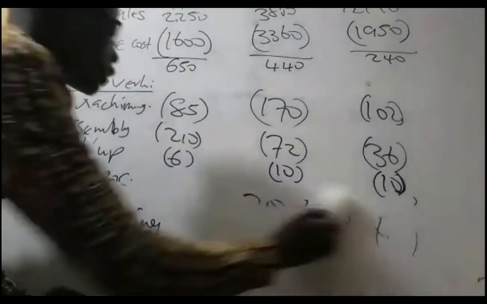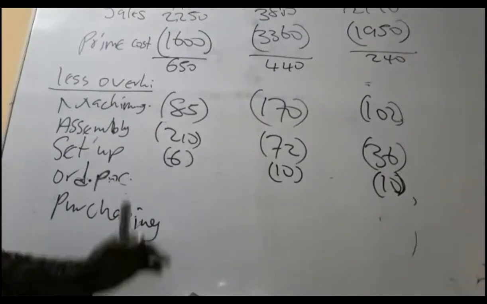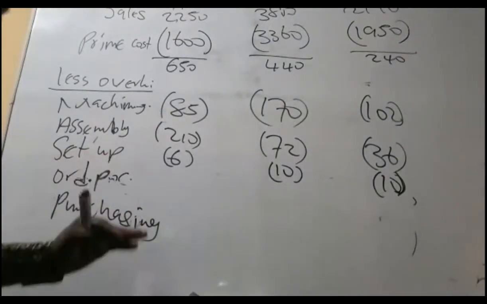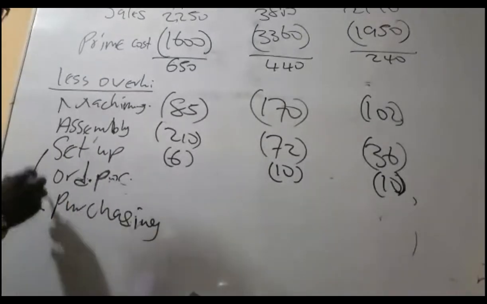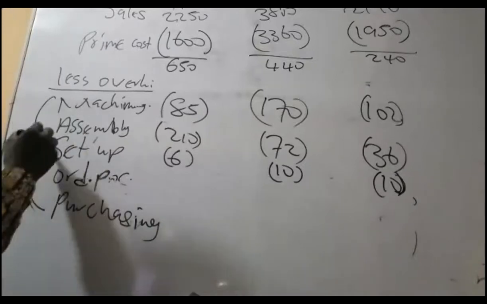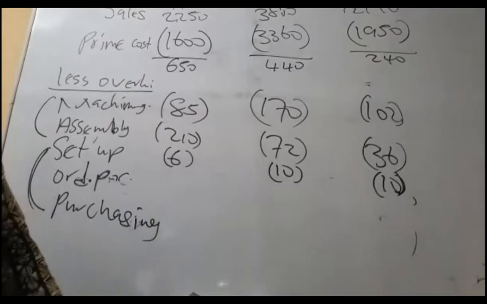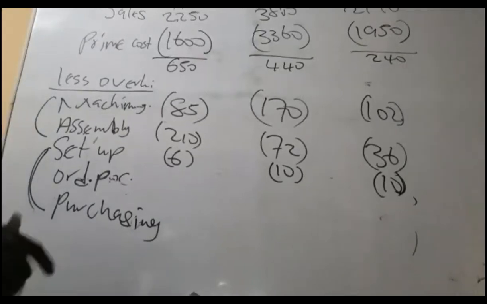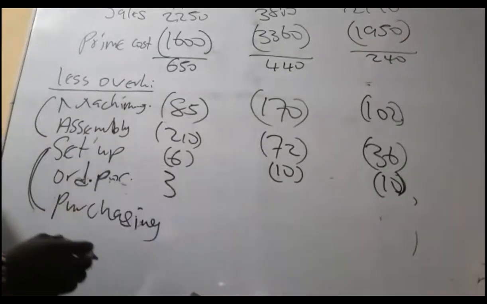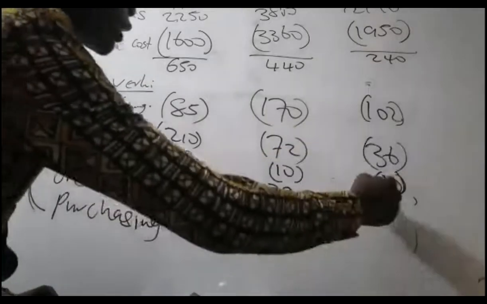Let's go to order processing. Do the same for the remaining one. You know that setup and purchasing are in the same category, and machine and assembly are in the same category, so that helps you finish fast. Okay, so 39, 39. I like the answers that come in. 39, 39, because this one is double.